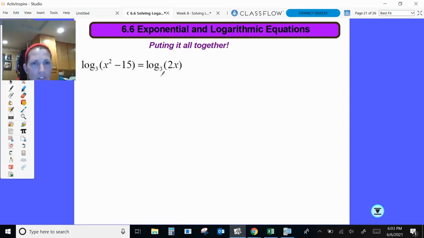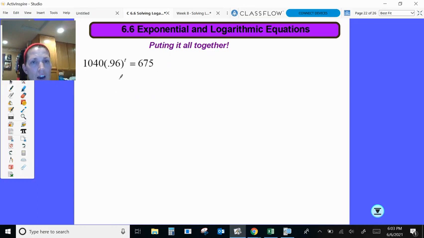Here notice I have the same log with the same base. Log equals log, same base. This is kind of what we just did. So that means that our arguments are equal. So x squared minus 15x equals 2x, and I can solve from there. And I'm not going to continue there because we just did a whole section on that just now.